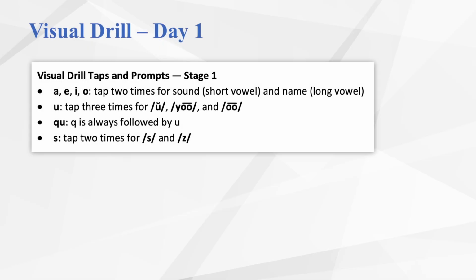On the screen is a list of taps and prompts for you to practice for your first visual drill. Notice in the third bullet where the script for QU is included. We recommend highlighting the script on the back of your QU card. You'll find that this visual support is beneficial to remember to prompt students for that rule. This concludes the visual drill summary portion of training.